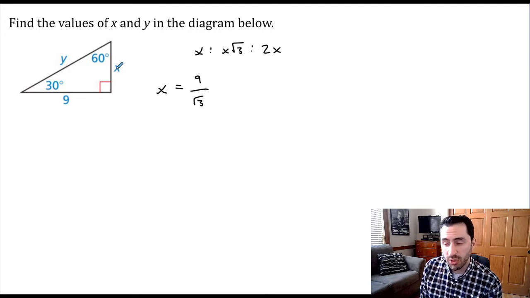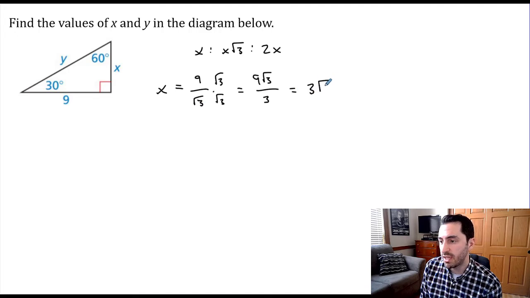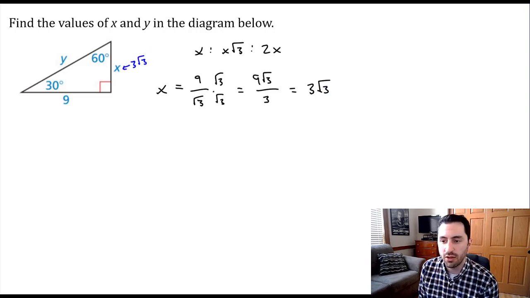This is written in a little bit of an improper form, so let's rationalize the denominator by multiplying the top and the bottom by the square root of 3. So we get 9 times the square root of 3 over 3, because the square root of 3 times itself is 3. Then we can simplify 9 divided by 3, so we get 3 times the square root of 3. So that's what x is here. The short leg of this triangle is 3 times the square root of 3.